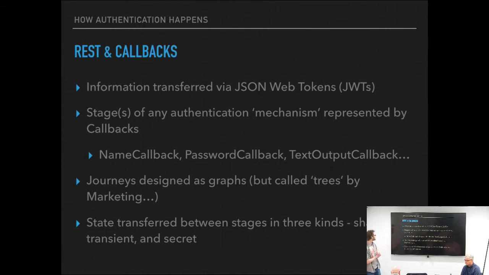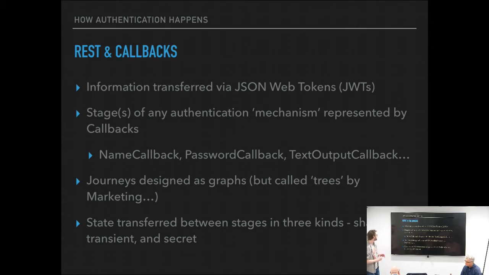So as the stages of any authentication mechanism are represented by callbacks, we have access to various types of callbacks: name callbacks, password callbacks, text output callbacks. The value of abstracting these information gathering and collecting points as callbacks is that clients, the thing rendering your login journey, only have to understand how to render a given callback type to be able to render an infinite number of different authentication combinations of those callbacks.